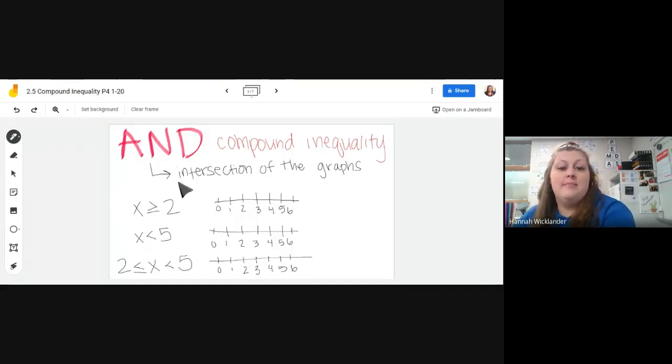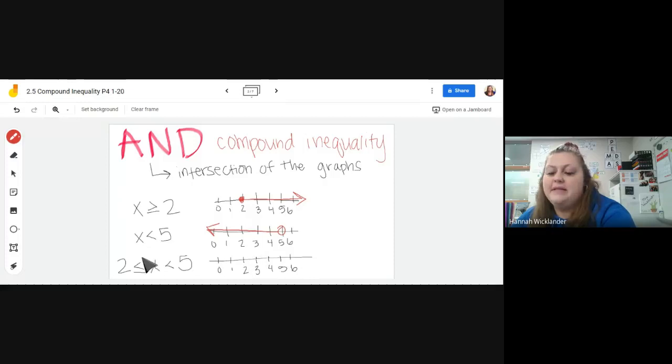So an "and" compound inequality is an intersection of the graphs. They come together and merge. First I'm going to graph each inequality separately and then show you them graphed together. So x is greater than or equal to 2. It'll be a closed circle on 2, arrow going that way. x is less than 5 will be an open circle on 5 going that way.